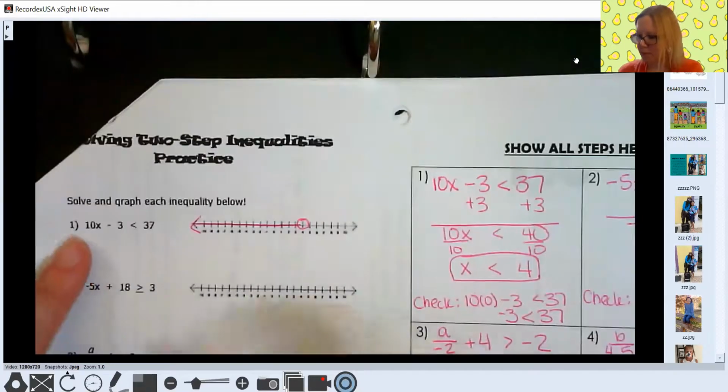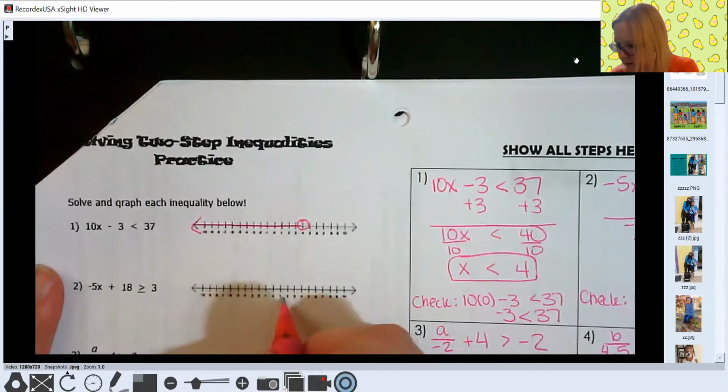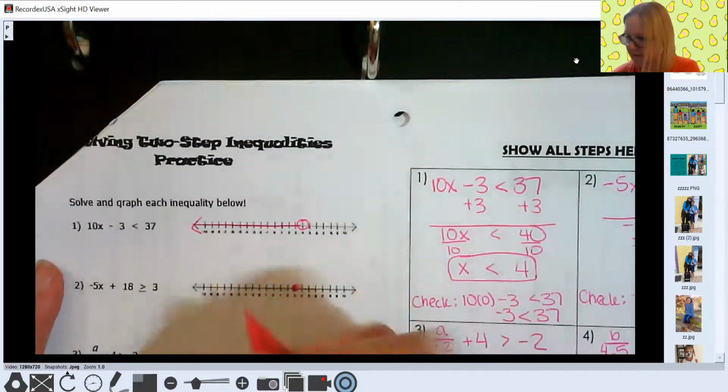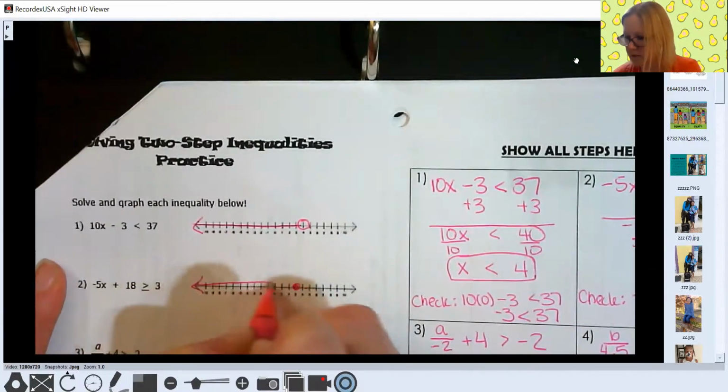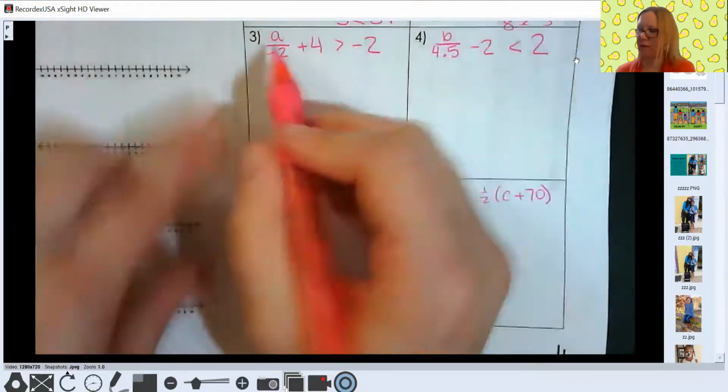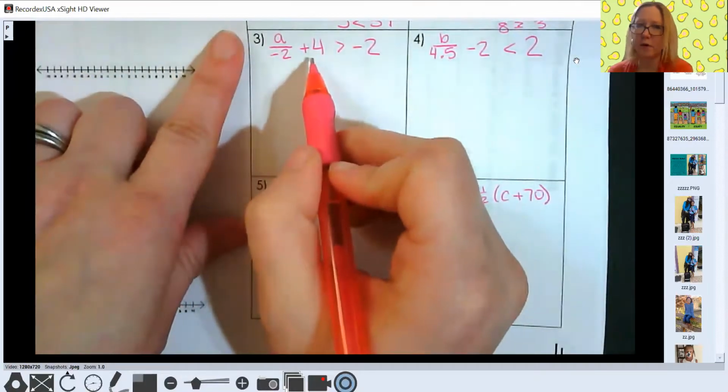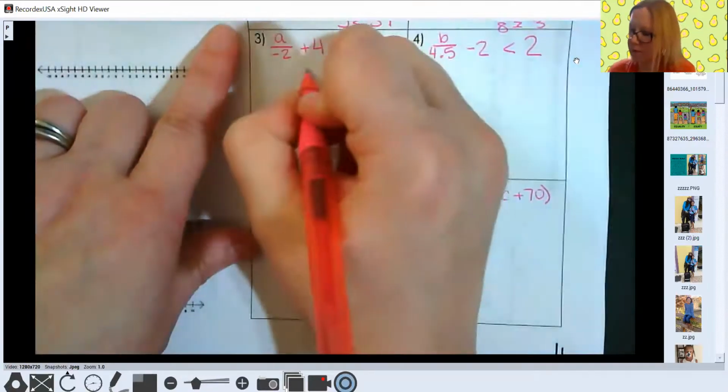When I graph it, I'll put a closed circle on +3. And since it's less, I'm going to shade to the left. Okay, number 3. Again, I get rid of what's farthest from the variable. In this case, that's 4. So I'm going to subtract 4 from both sides.